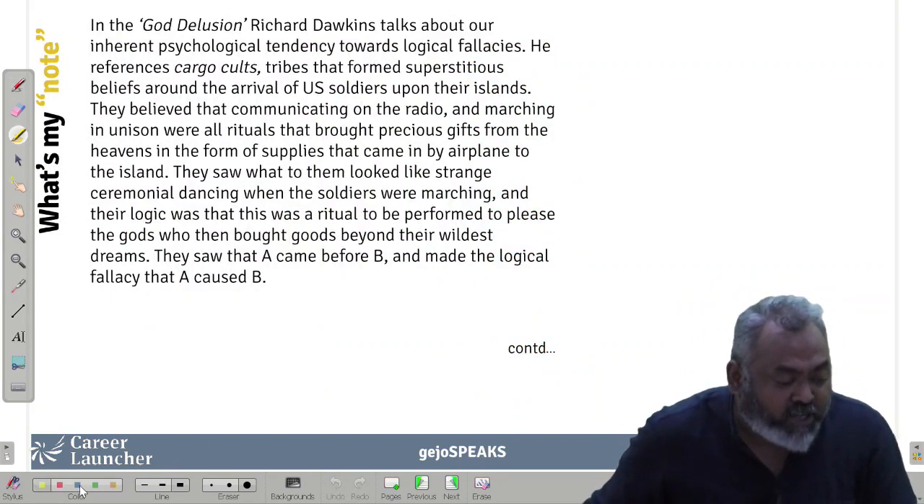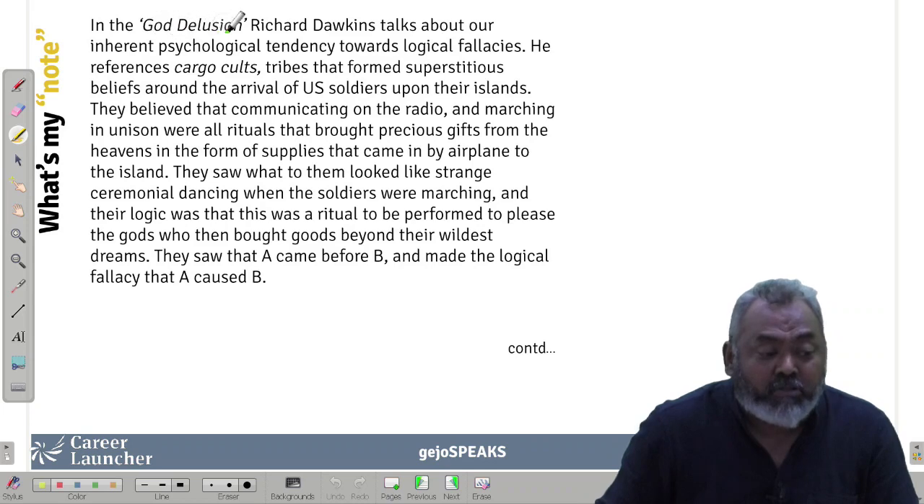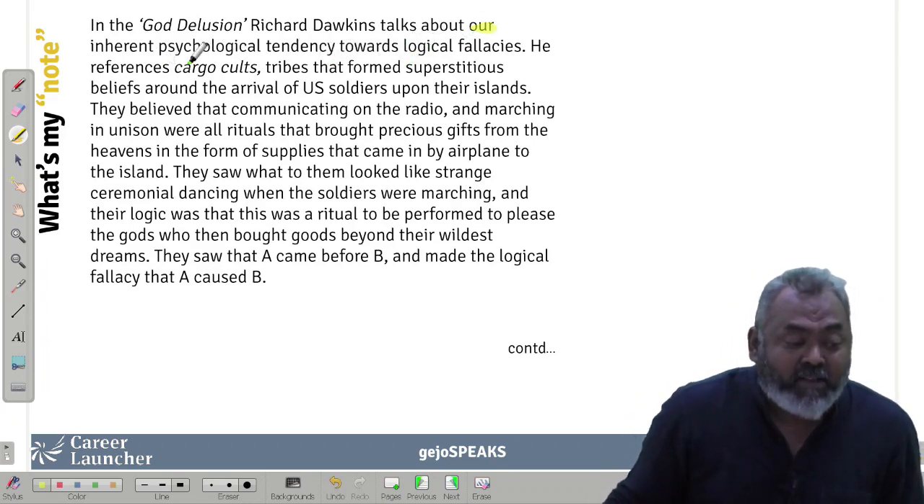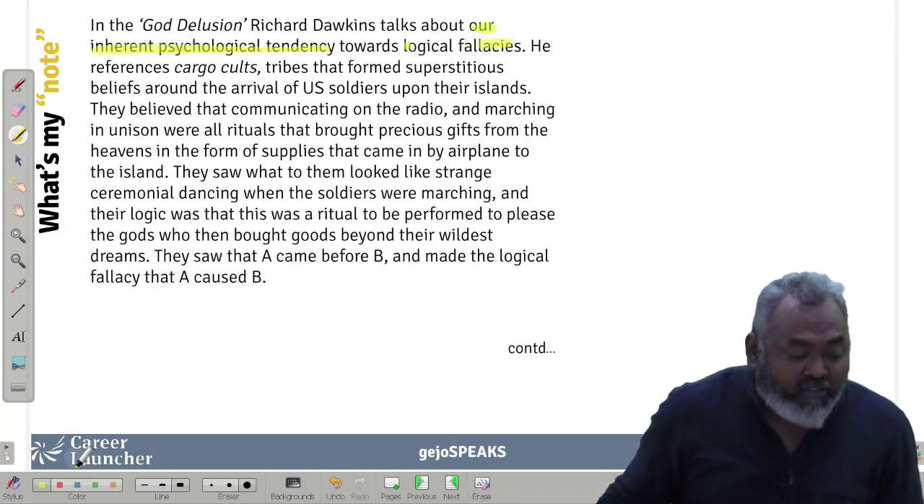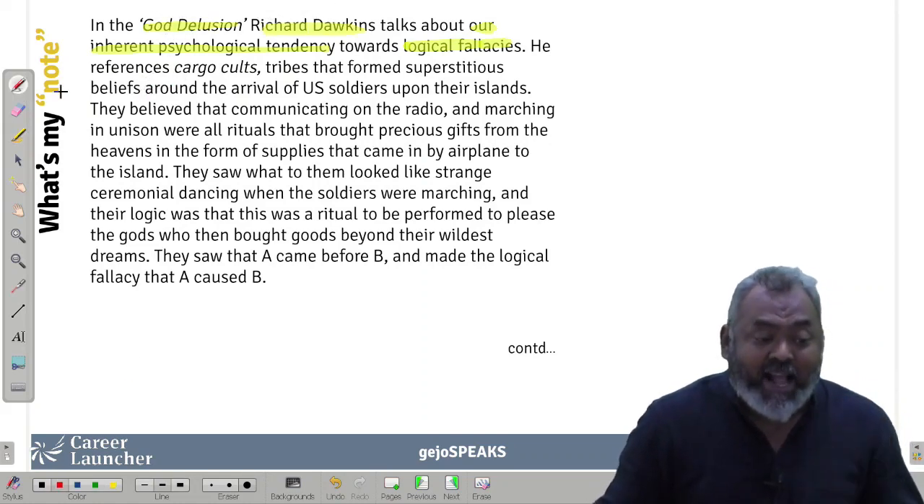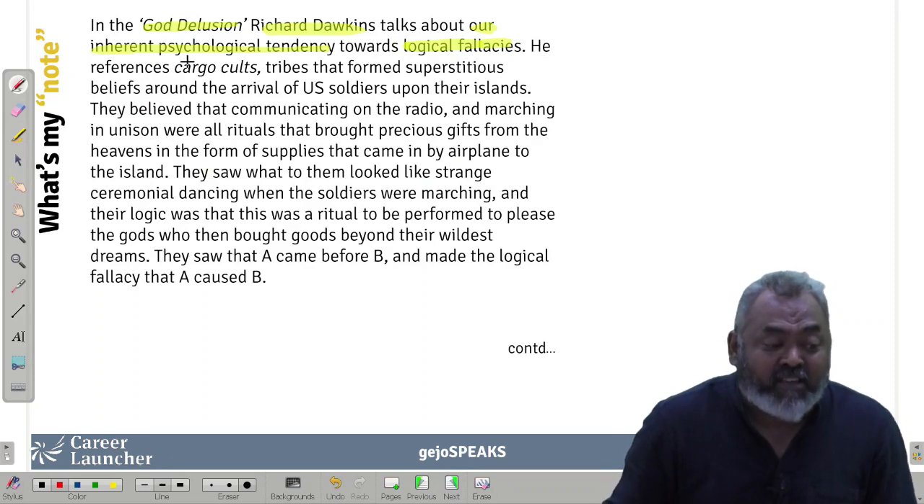The first paragraph starts: in God Delusion, Richard Dawkins talks about our inherent psychological tendency towards logical fallacies. We have an inherent tendency towards logical fallacy. This is apparently what is mentioned in this book, which is God Delusion by Richard Dawkins. Great. And then it says he references cargo cults.